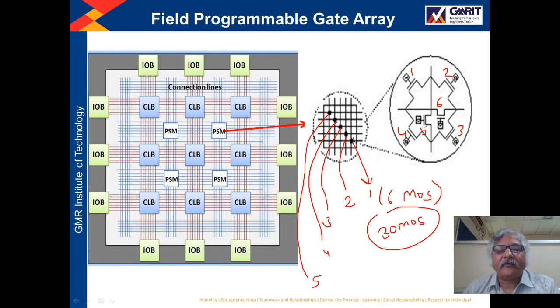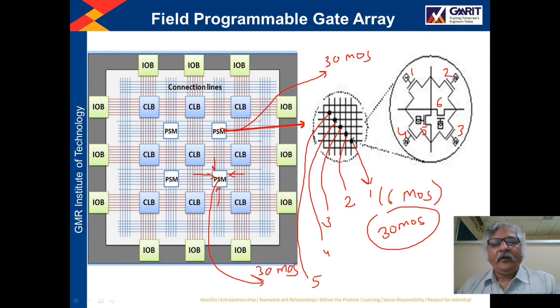We are having 30 MOSFETs at one PSM, right? For this PSM we are having now 30 MOSFETs, right? And for another PSM, again here we have 30 MOSFETs, right? So how many MOSFETs are there in the PSM? It will be decided by how many these lines are there. How many these horizontal lines and vertical lines are there connected to one PSM, right?